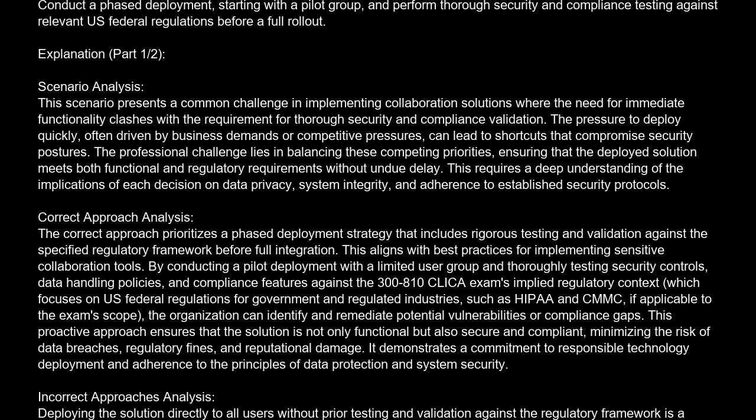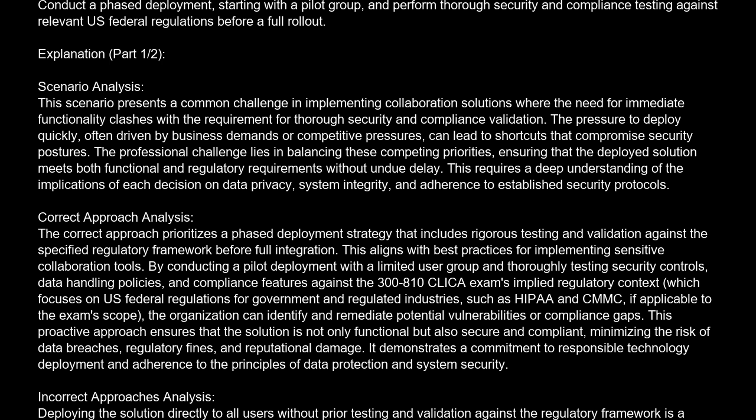The correct answer is A. Conduct a phased deployment, starting with a pilot group, and perform thorough security and compliance testing against relevant U.S. federal regulations before a full rollout. Explanation. Scenario analysis. This scenario presents a common challenge in implementing collaboration solutions, where the need for immediate functionality clashes with the requirement for thorough security and compliance validation.